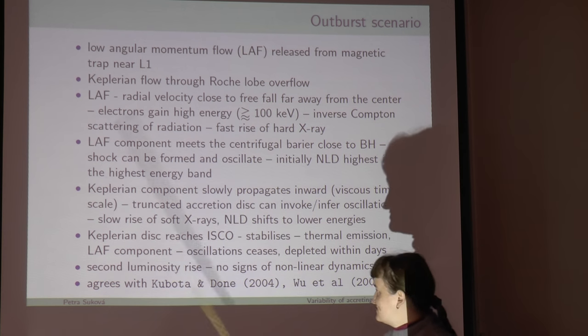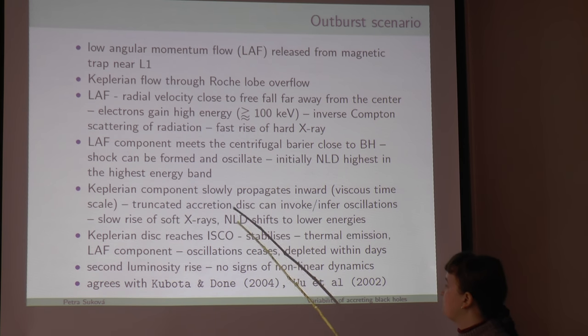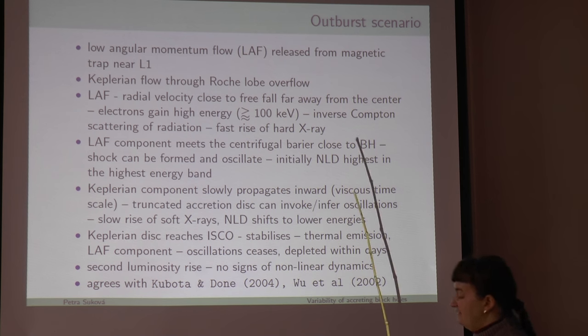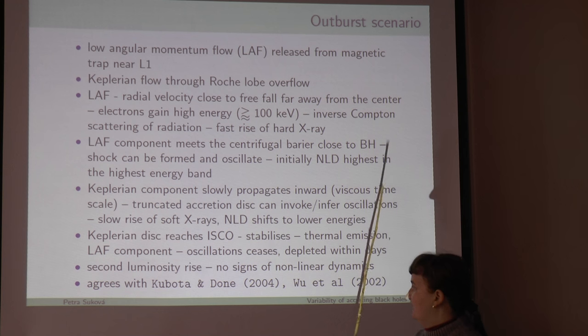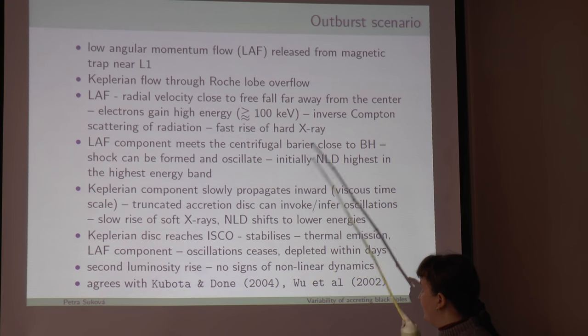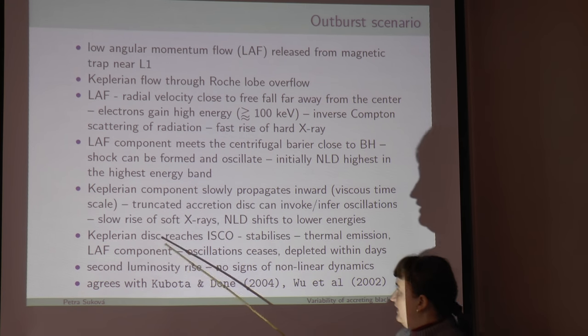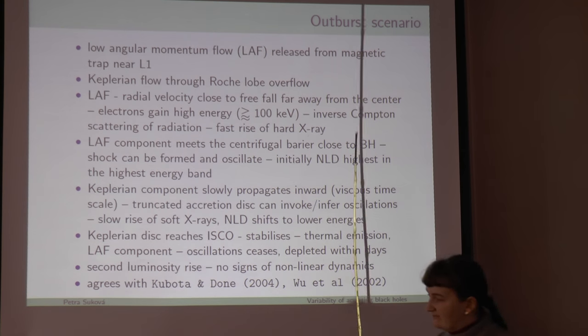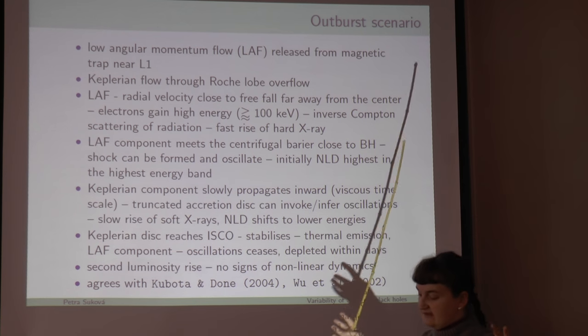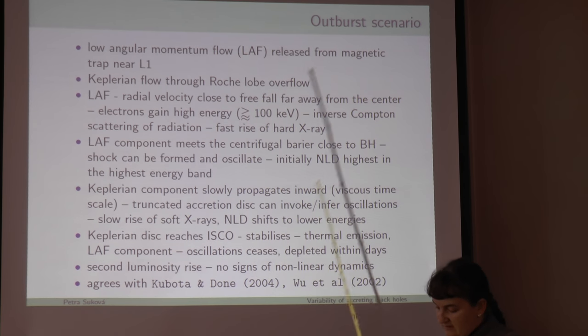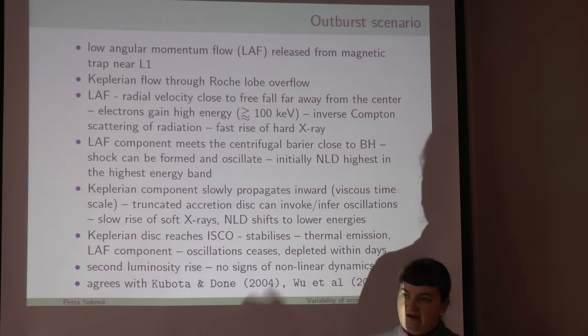But then the Keplerian disk reaches the innermost stable circular orbit and stabilizes. And that means that it will only have a thermal emission. So our NLD is dropping down, and the oscillations of the low angular momentum component are ceasing by this, and within several days this corona is almost accreted. So now we stay in a soft state with lower luminosity, and we have no signs of nonlinear dynamics.